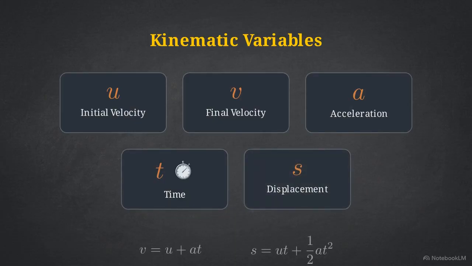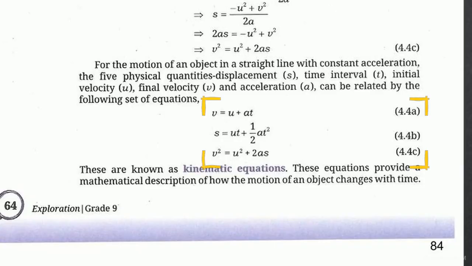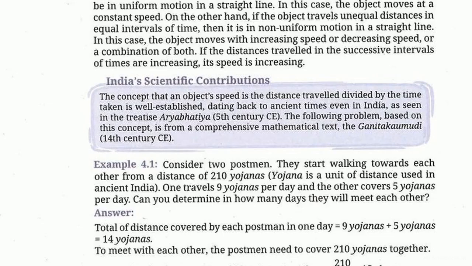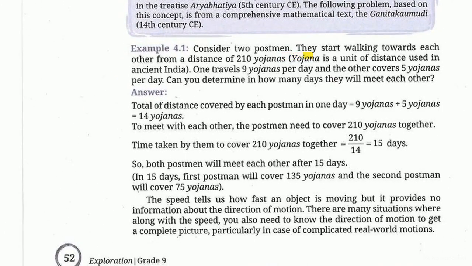in the future. When an object moves in a straight line with constant acceleration, we use these three kinematic equations to solve for unknown variables like time or final velocity. This predictive math has deep roots. In the 14th century Ganita Kaumudi, scholars used similar logic and the ancient unit of the yojana to calculate the meeting times of moving postmen.